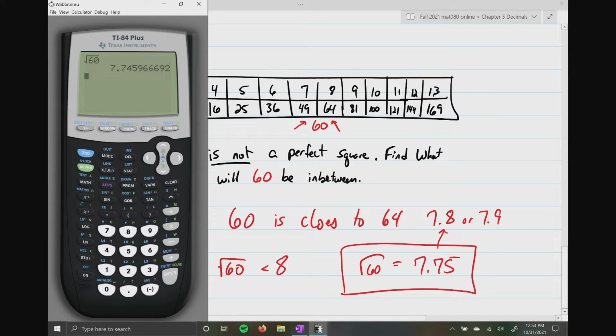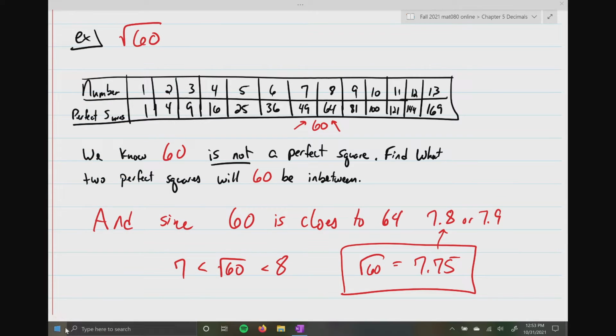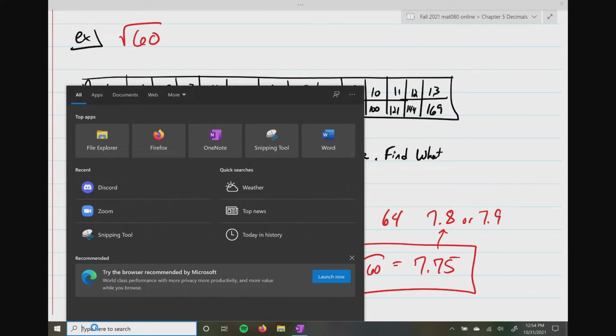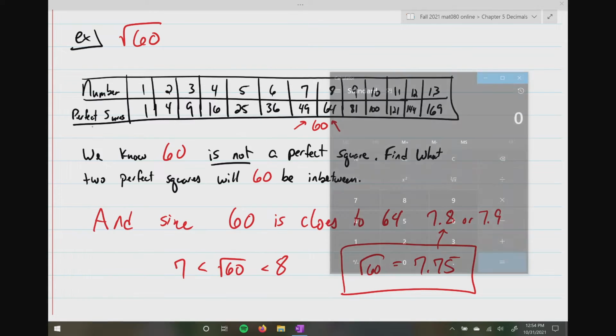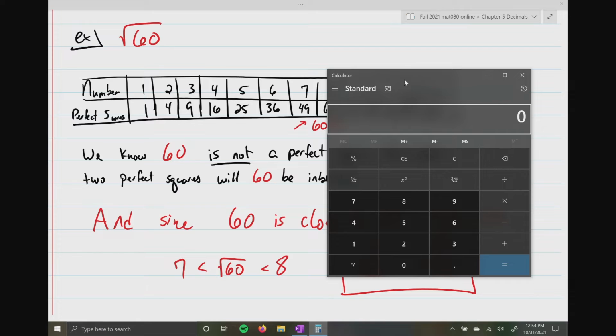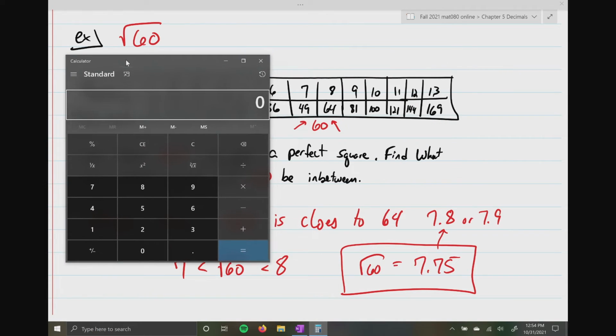Now, if you don't have a fancy calculator, your computer has a calculator. Now, here's how you find it. Lower left-hand corner, where it says type here or search. If you're using Windows, you can just click there and type the word calculator. So right here's our calculator app. You would just click on it. All right. And here it's just a standard calculator. Now the hamburger menu, that's what these three bars mean.